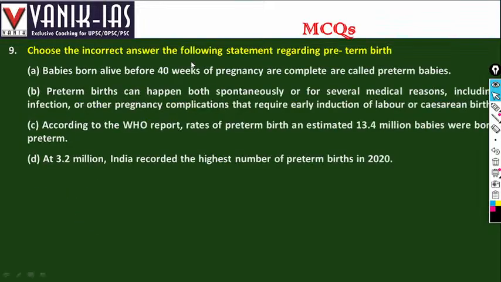Then 9, choose the incorrect answer, the following statements regarding preterm birth. Babies born alive before 37 weeks of pregnancy are called preterm babies. Okay, that is right. Preterm births can happen both spontaneously and for several medical reasons, including infections or other pregnancy complications that require early induction of labor or cesarean birth.